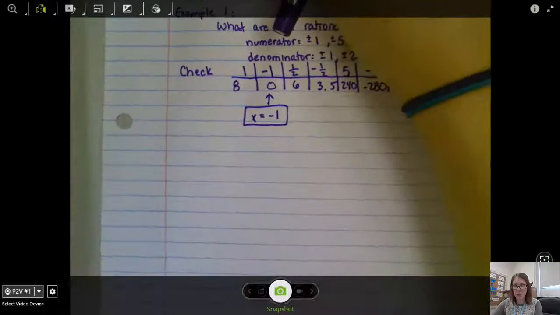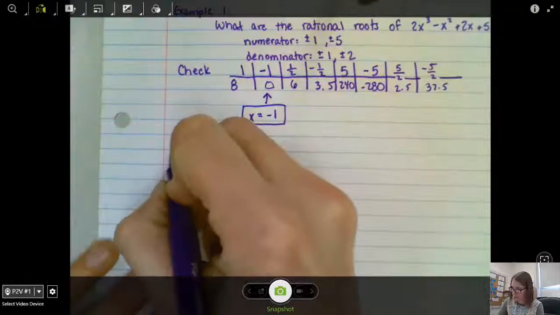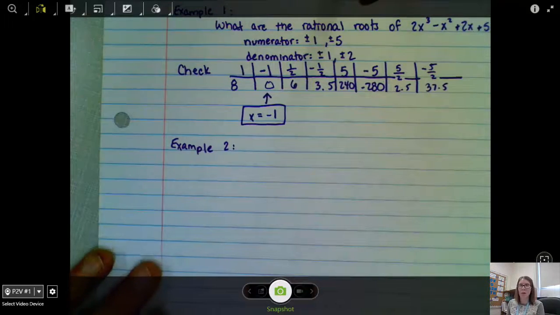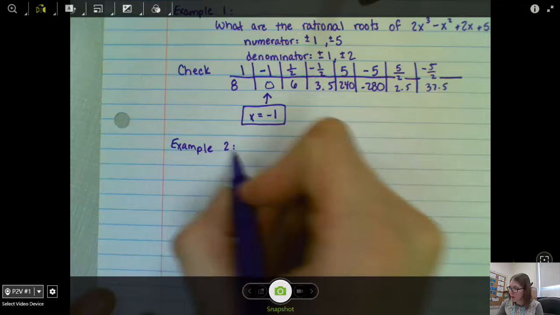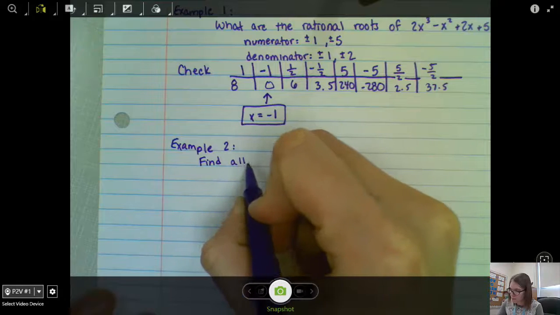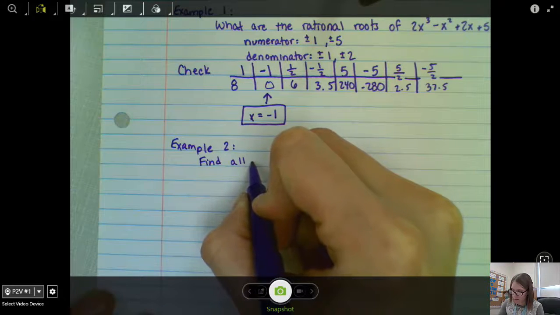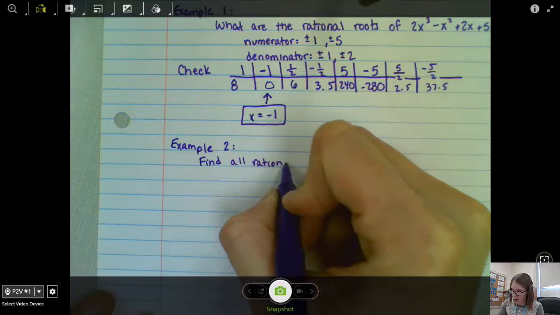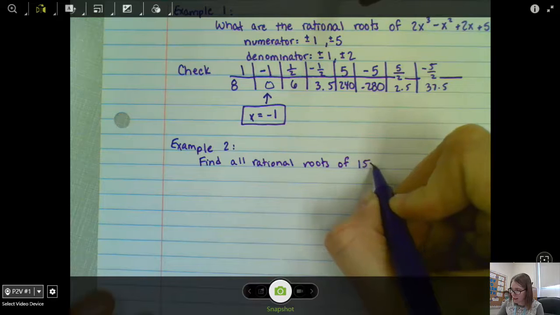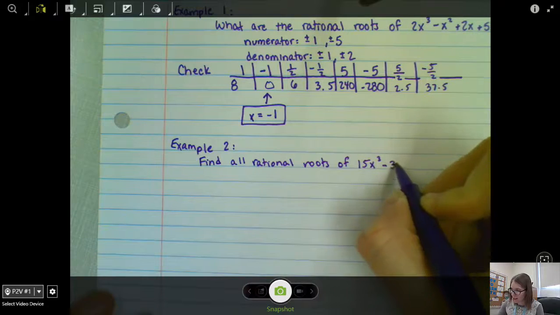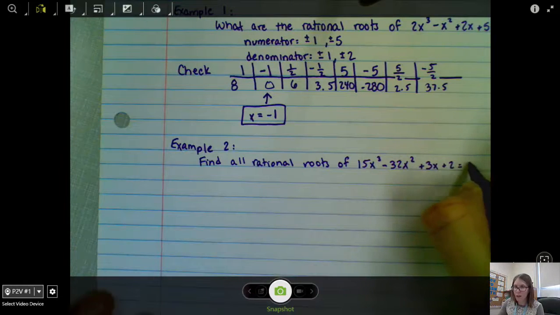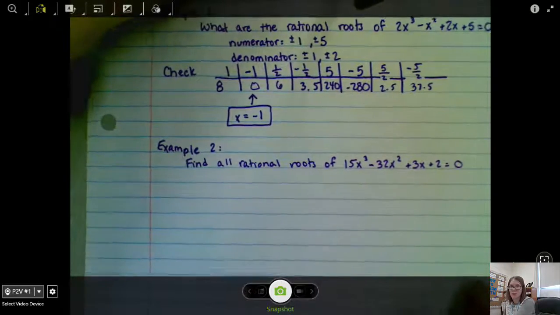Okay, in example 2 here, I also want to find the rational roots, but we'll add kind of an extra little thing here. Let's find all the rational roots of 15x to the third minus 32x squared plus 3x plus 2 equals 0. So same process as before.